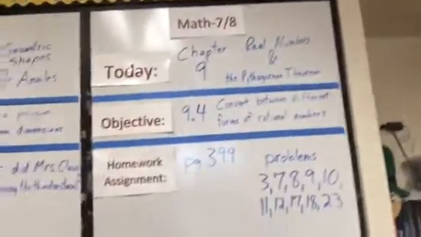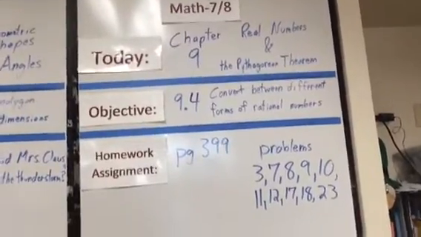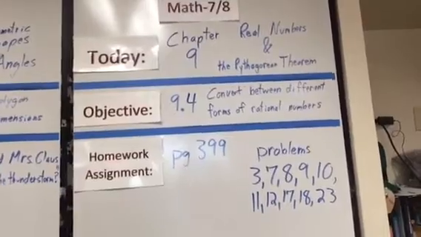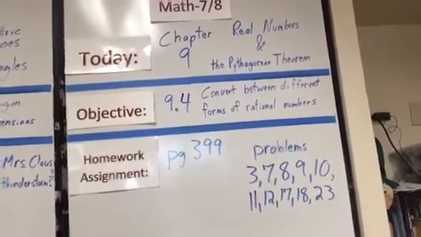So, everybody, here we go. We're off to... It's called 9.4. 9.4, everybody. Here we go. We got to convert between different forms of rational numbers. We got 10 problems for homework. A few of these are super easy, and the rest will be a challenge. Can you handle it? I know you can. No big deal. All right?